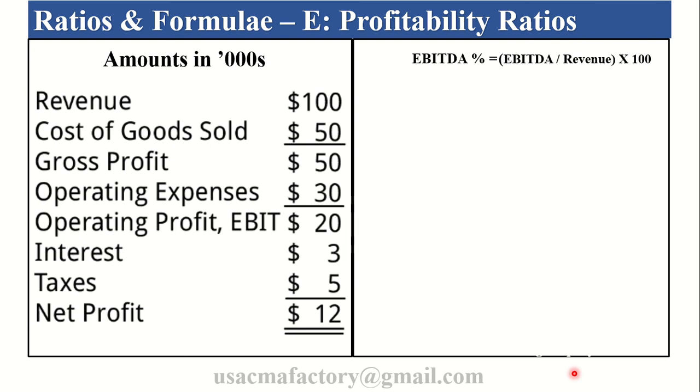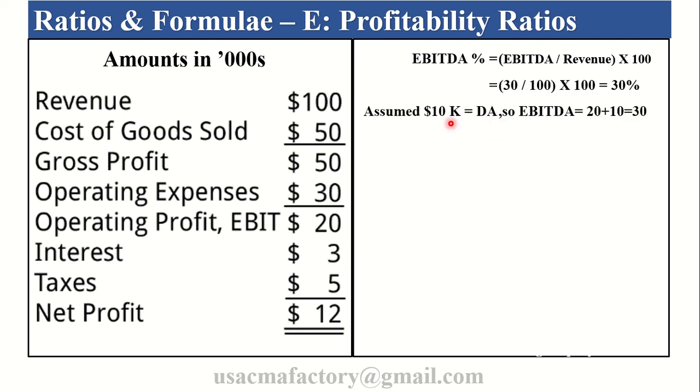EBITDA percentage. Here EBIT we have 20, and DA is not given, so we assumed 10K as DA. Then 20 plus 10 is equal to 30 as EBITDA. So 30 divided by 100 times 100 is equal to 30%.